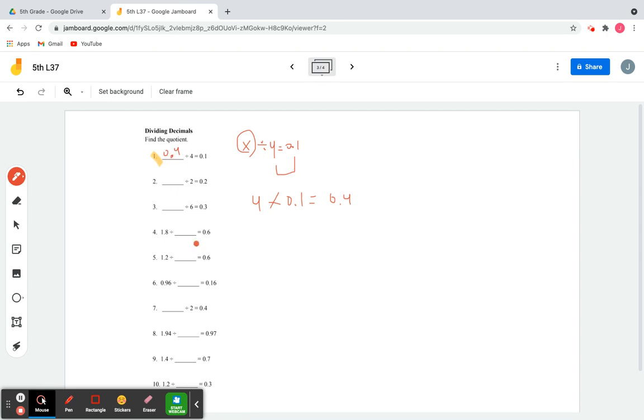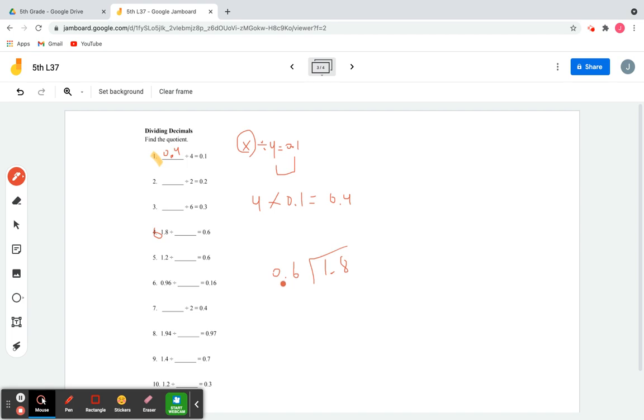And then let's do one more example. So I'm going to work on number 4. So we have 1.8 divided by 0.6. Because we divided 1.8 by something, and then we got 0.6. So in order to solve this missing number, we are dividing 1.8 by 0.6. So 1.8 divided by 0.6.